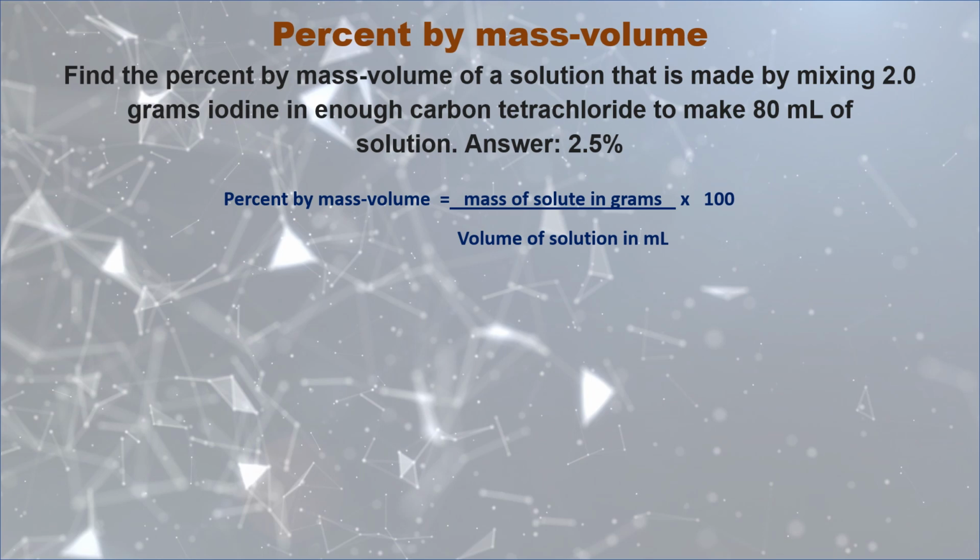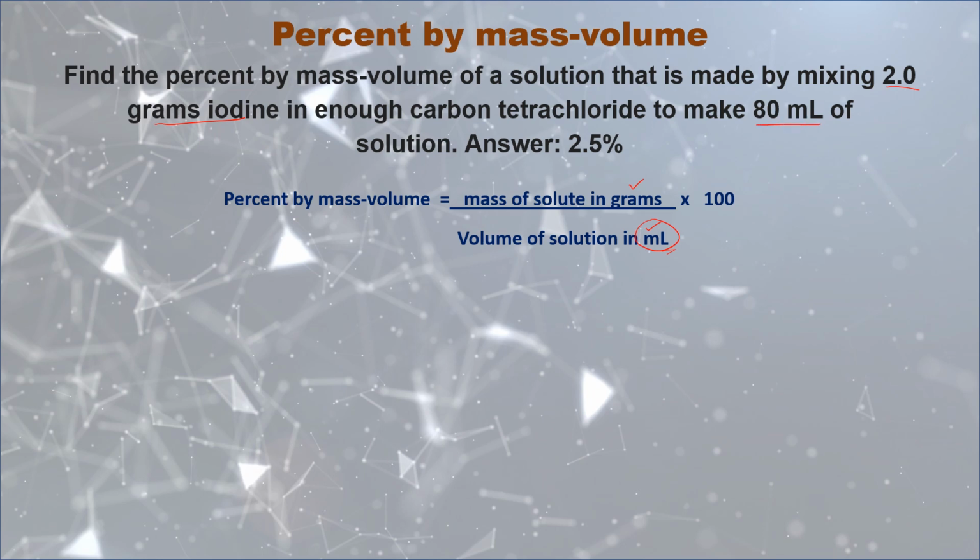Now take note, in this percent by mass volume, it uses a standard unit for the volume of the solution. It must always be in milliliters. So it must be in grams and then in milliliters. If the given values are not yet in grams or in milliliters, then you need to convert them first. In this case, we have here 2 grams of iodine. So this is our mass of the solute. And obviously, the 80 ml of the solution is the volume of our solution.